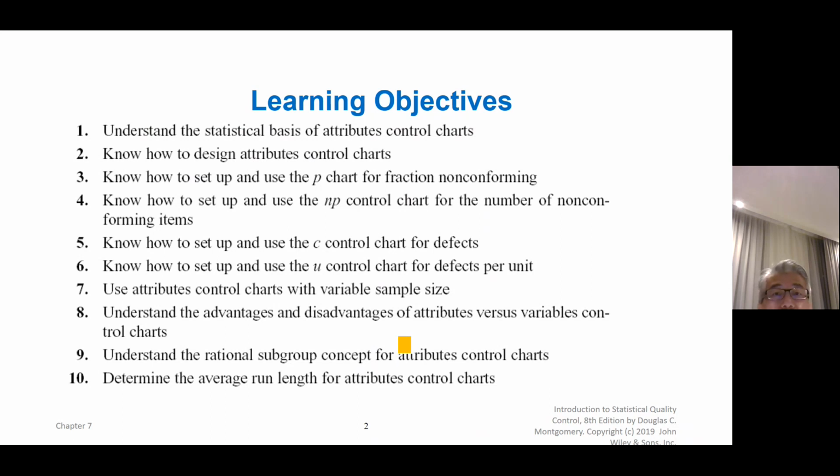P is for proportion, or fraction non-conforming. Know how to set up and use the NP chart, the number of defective items control chart for the number of non-conforming items. Know how to set up and use the C chart for defects, that is, how many defects exist in a single item or single opportunity, and know how to set up and use a U chart, the control chart for defects per unit.